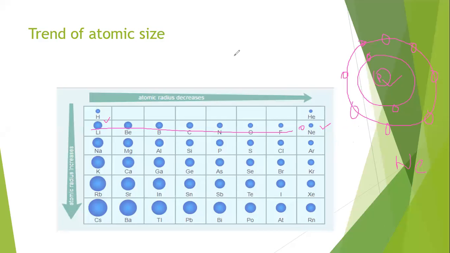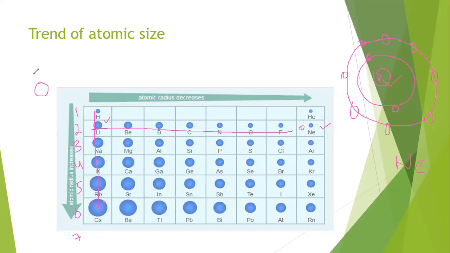So if you see in a group, this is a group. In a group, you can see hydrogen having 1 shell, this is lithium having 2 shells, this is sodium having 3 shells, potassium having 4 shells, rubidium having 5 shells and cesium having 6 shells. Next is francium having 7 shells. So you can see down the group the number of shells of the atoms are increasing.